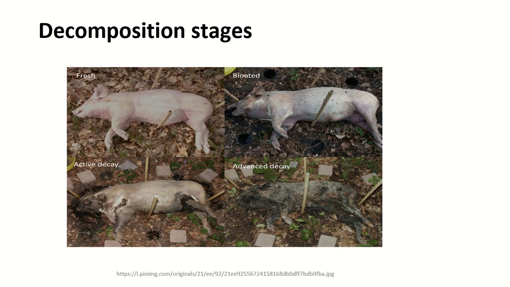The various decomposition stages: in fresh decay, the body appears normal from the outside and autolysis and putrefaction begin. The bloated stage: as a result of putrefaction and autolysis, gases start accumulating in the body and the body will bloat. Active decay: the gases start escaping out and the flesh will start to go. Advanced decay: the flesh is almost gone and only the dry part is there.